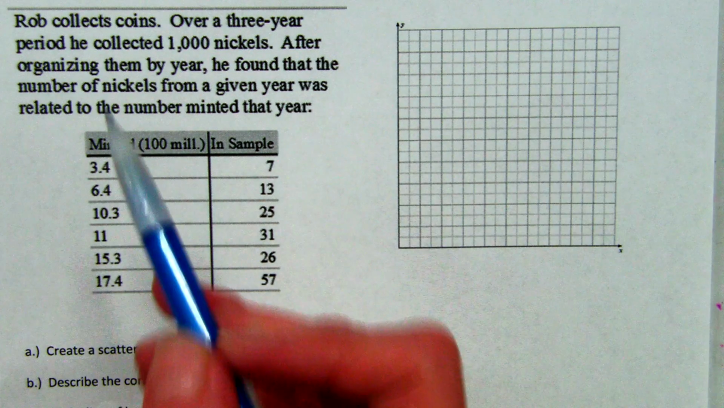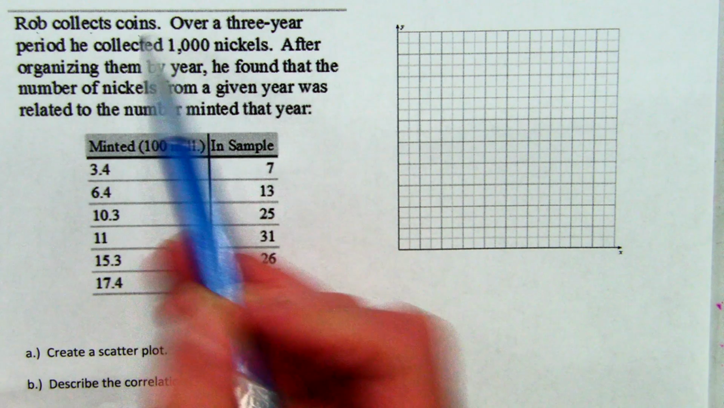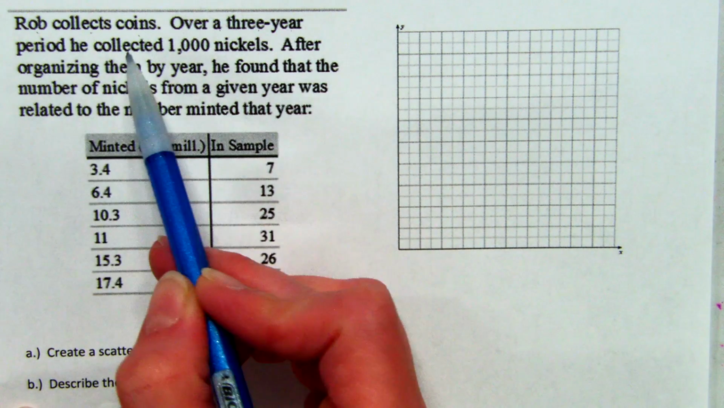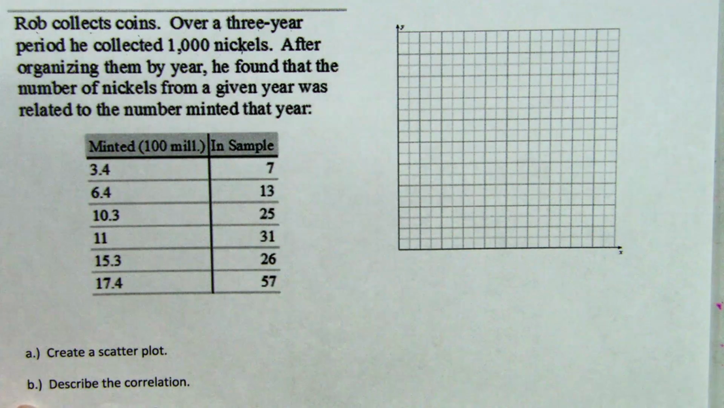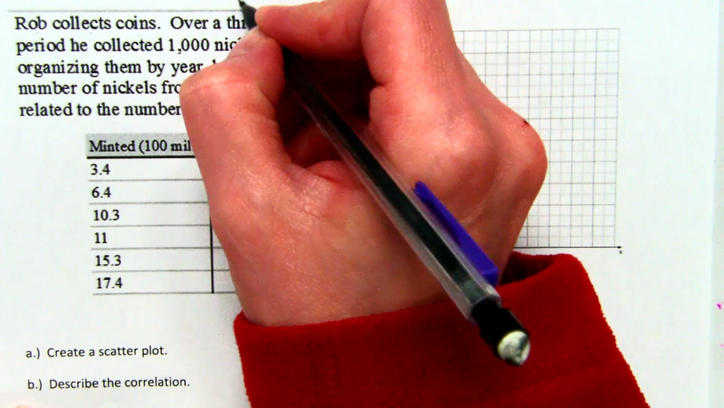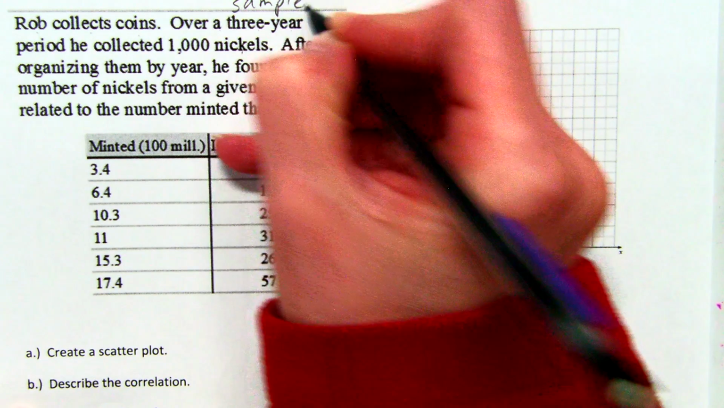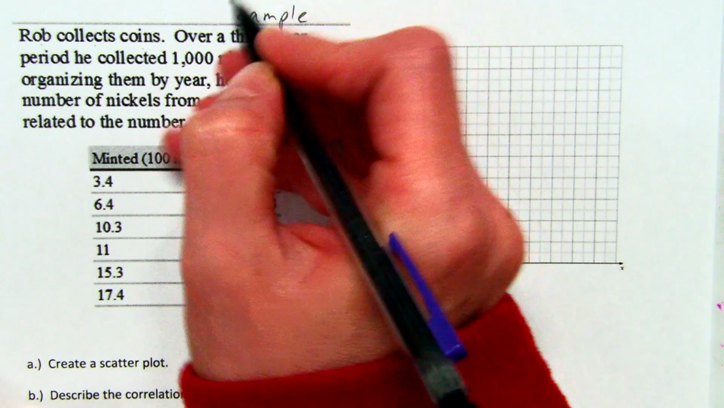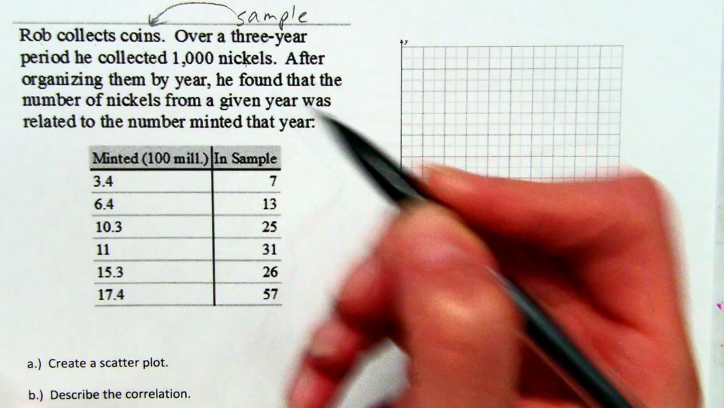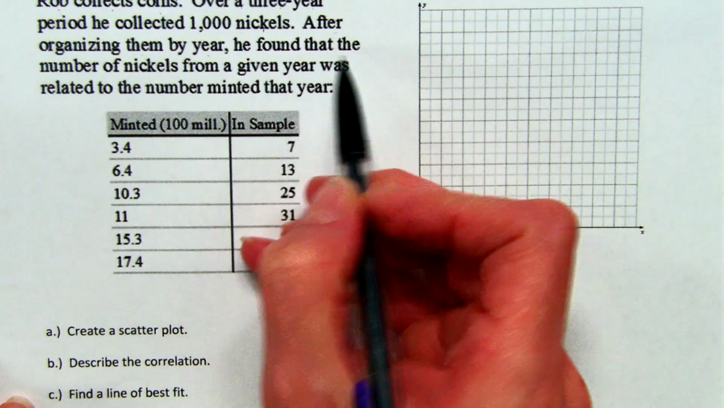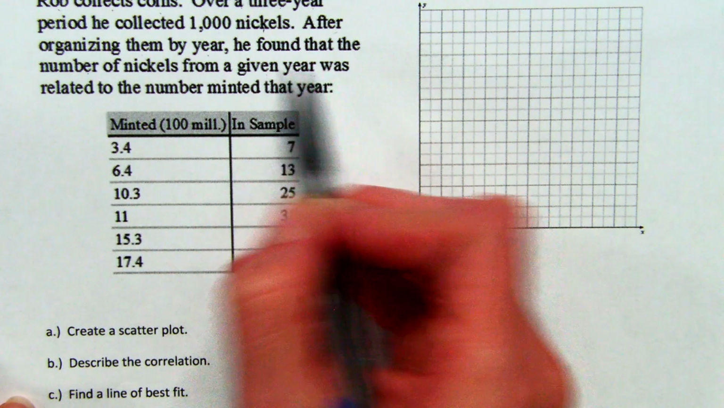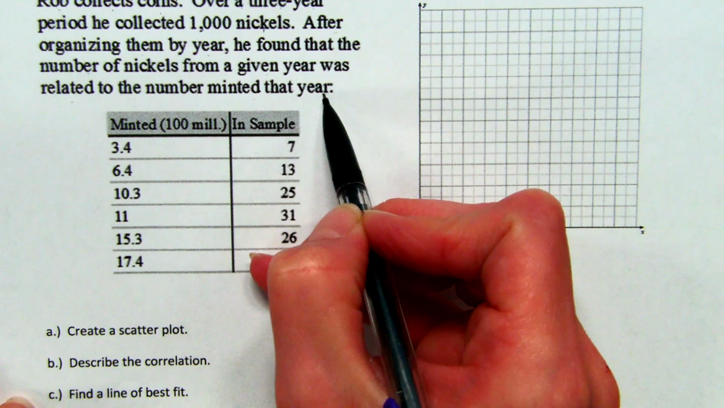So it says on our first example, Rob collects coins. Over a 3-year period, he collected 1,000 nickels. So that's how much is in his collection. They're going to keep referring to that as the sample. So the sample is just Rob's coins, okay? After organizing them by year, he found out that the number of nickels from a given year was related to the number minted that year.